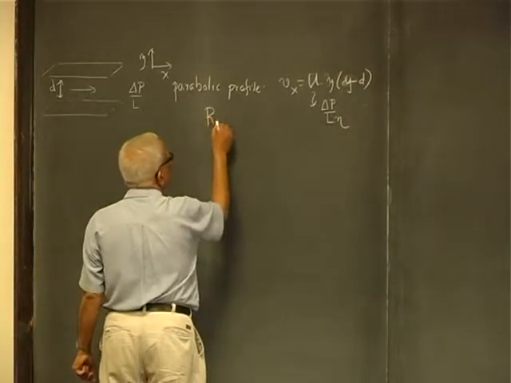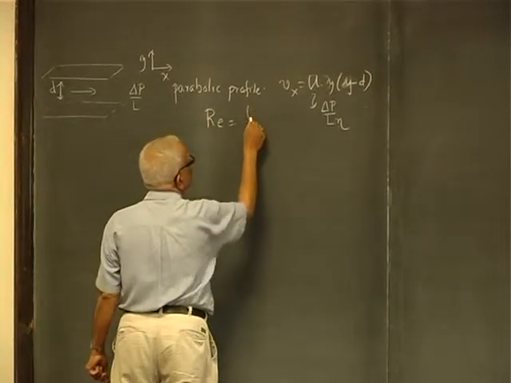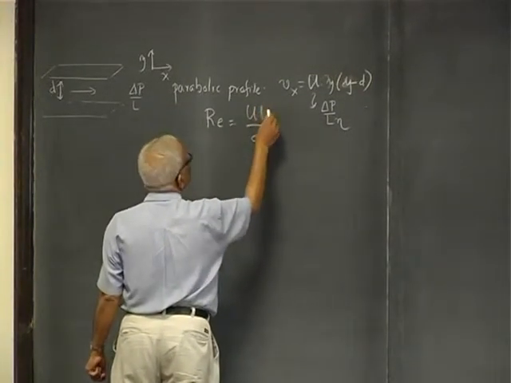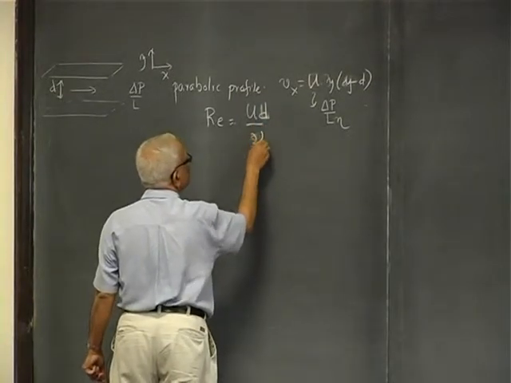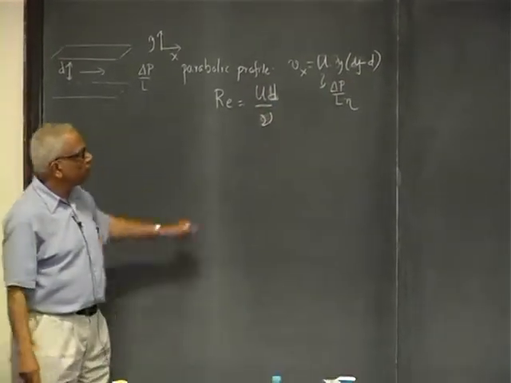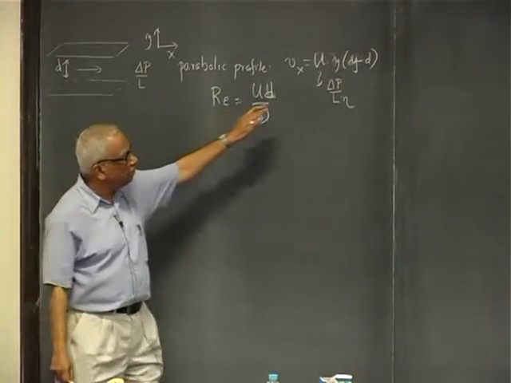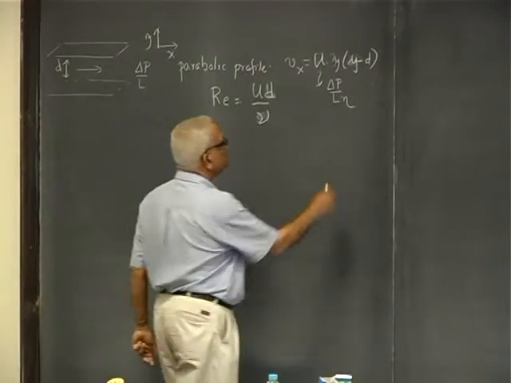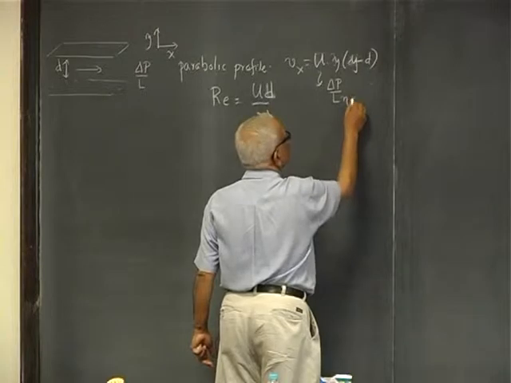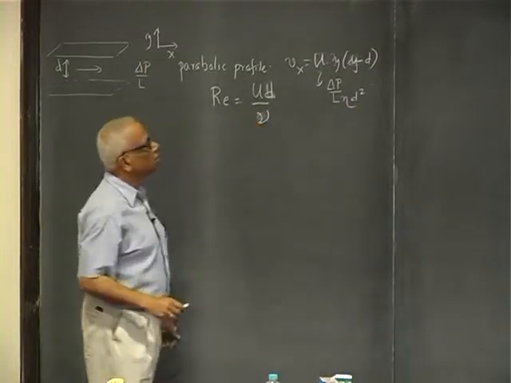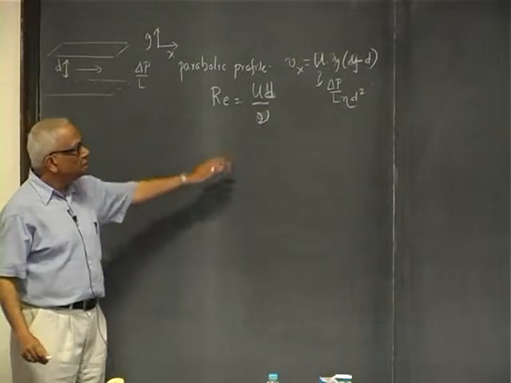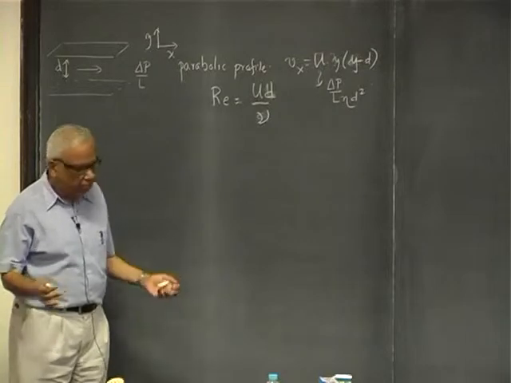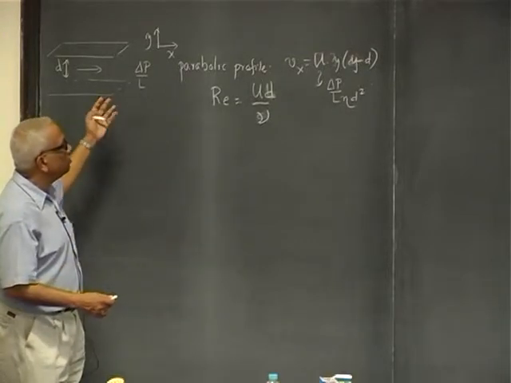The Reynolds number for this flow is the velocity scale that appears over here times d squared, which has to appear somewhere or other in this formula. And so the Reynolds number would be the controller of what kind of flow I would have.